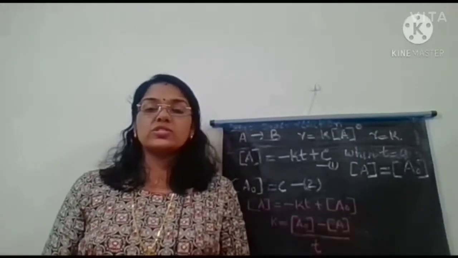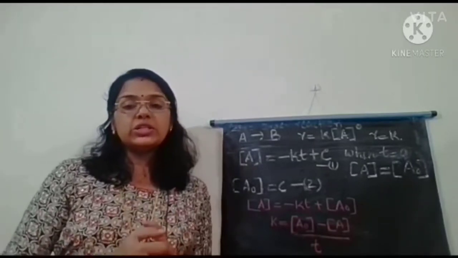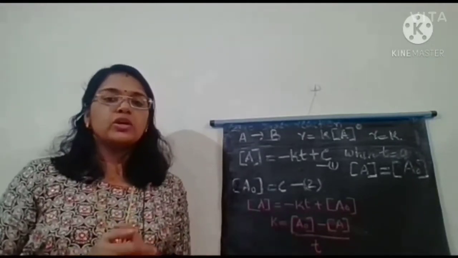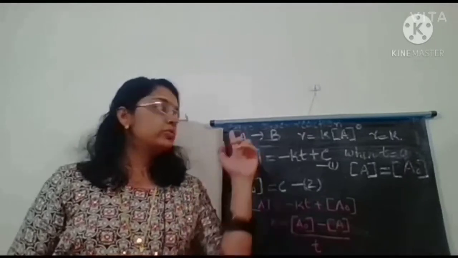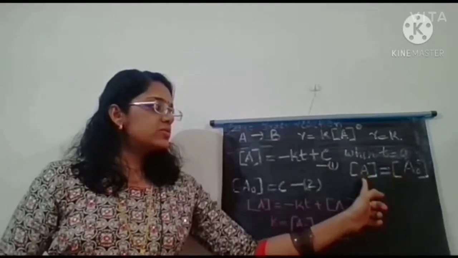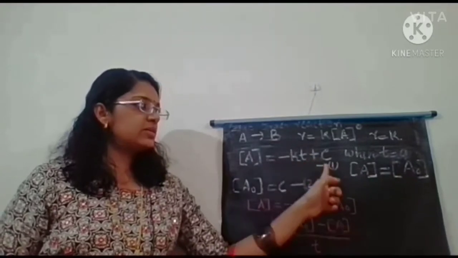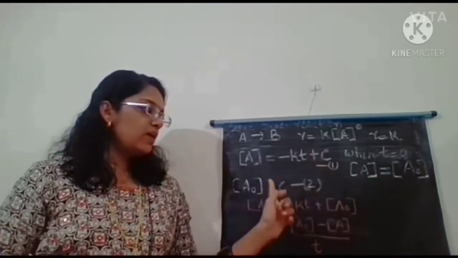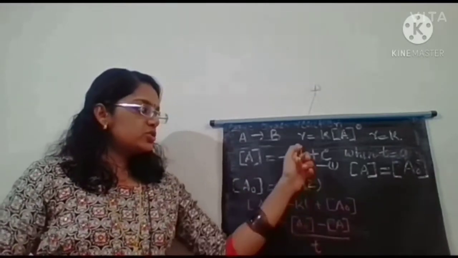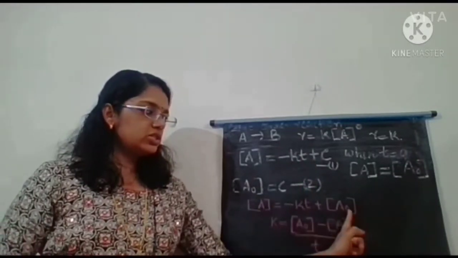To find the constant of integration, we make an assumption: that at the initial time, when the reaction has not started, we can take the time as 0. So when t is equal to 0, the concentration of A can be taken as A0. Substituting in the first equation, we get the value of C as C is equal to the concentration A0. Then substituting back in the first equation, we get concentration of A is equal to minus Kt plus concentration of A0.